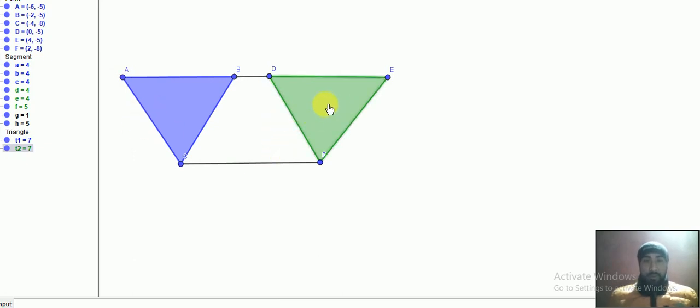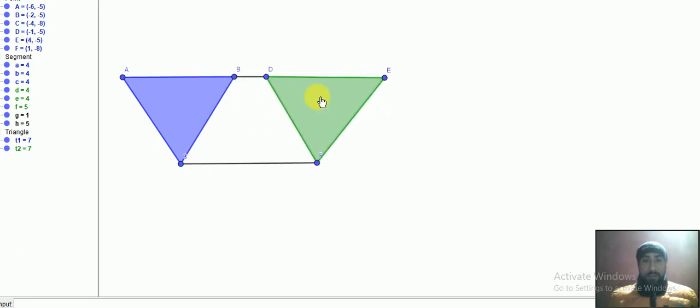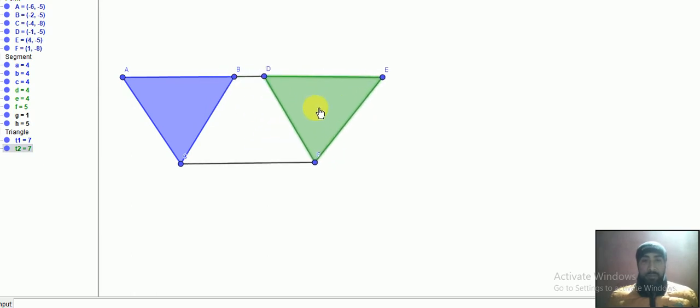So what is the change that we have seen here in the figure? Previously it was DF, and now when I shift this triangle to the right-hand side, DF has changed into BD. This is the only change that you find when you shift this triangle to the right-hand side.